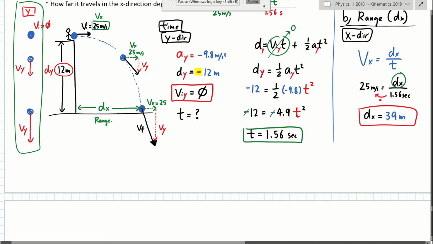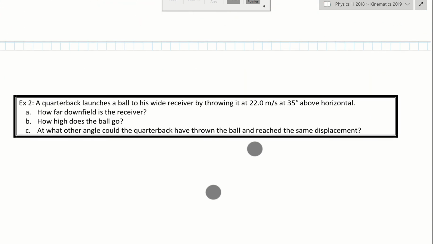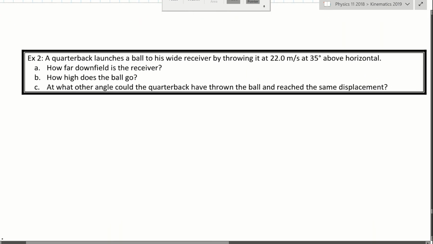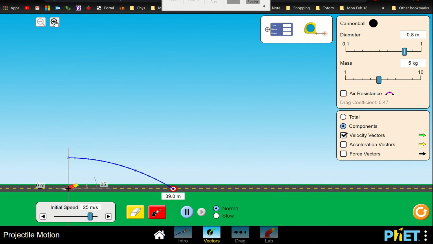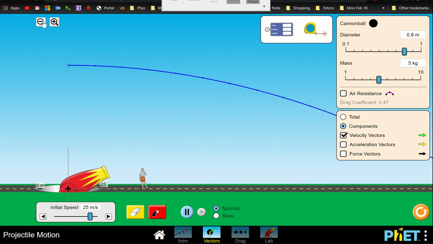So level 2 projectile, level 2. Now remember, level 2 is this situation right here. So you're launching on a level ground like this at an angle, to the sky. Now, in our question, what is the launching speed? The launching speed is 22 meters per second. What is the launching angle? 35 degrees according to our questions, right? Now, that's exactly this situation.